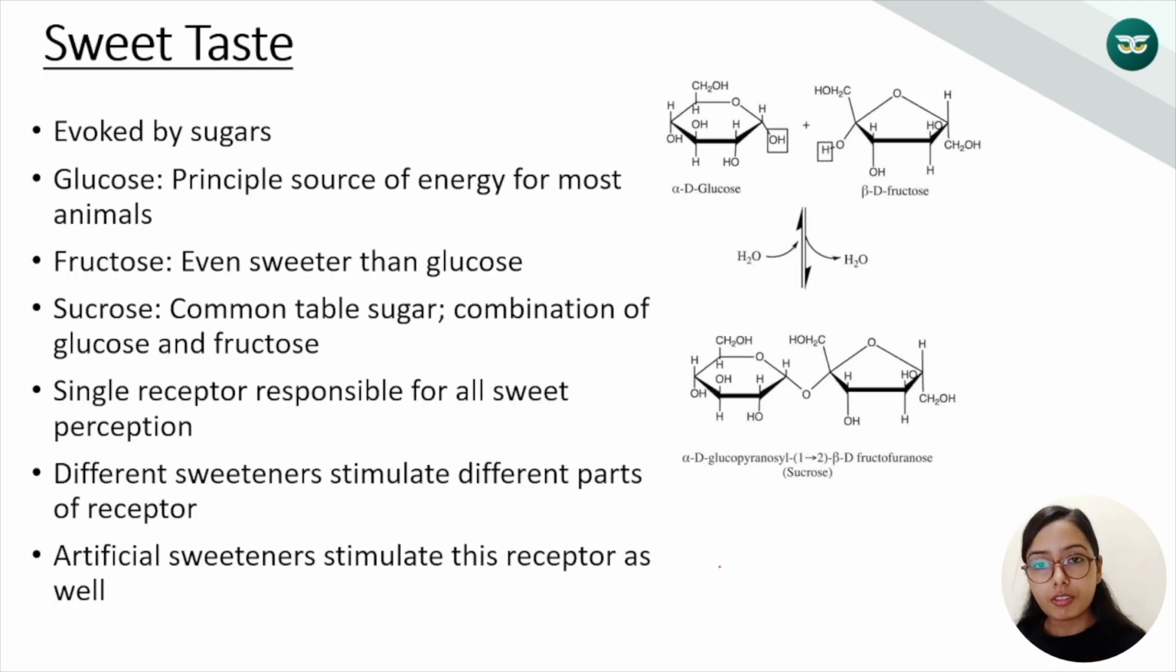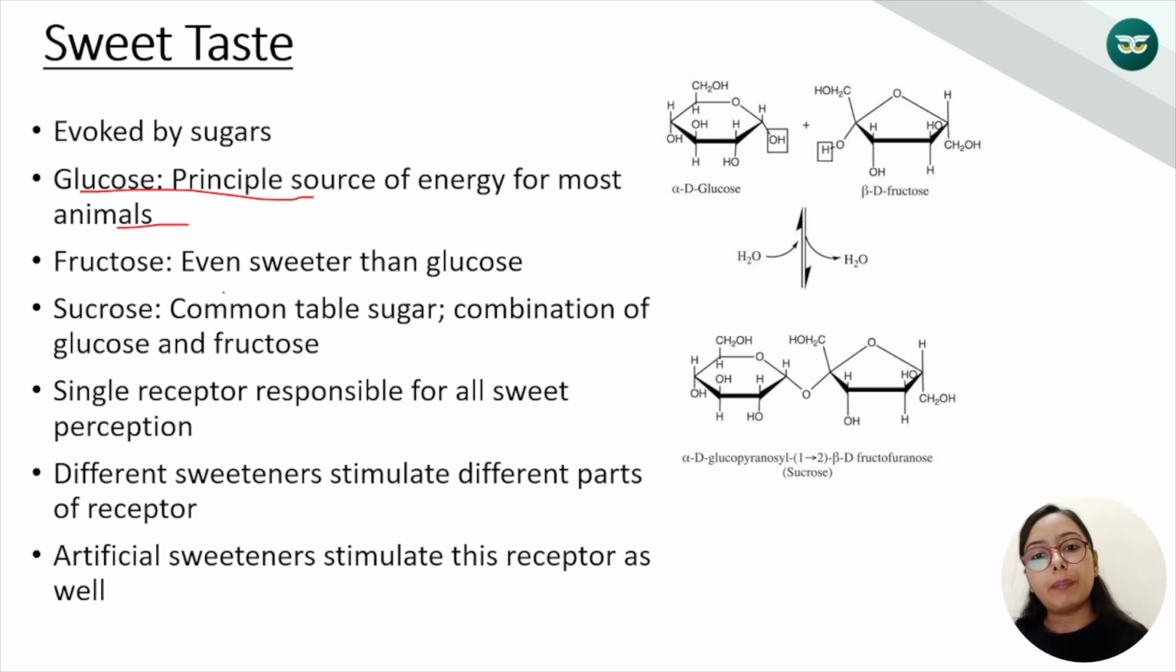Now talking about the first taste, that is sweet taste, in detail, we all know that sweet taste is generally evoked by sugars. Sugars are responsible for the perception of sweet taste, and these general sugars include fructose, which is the primary source of energy among most of the animals, followed by glucose. Fructose is also there, which is smaller than glucose, and sucrose, which is the most common table sugar and which is a combination of glucose and fructose. It is also responsible for the perception of sweet taste.